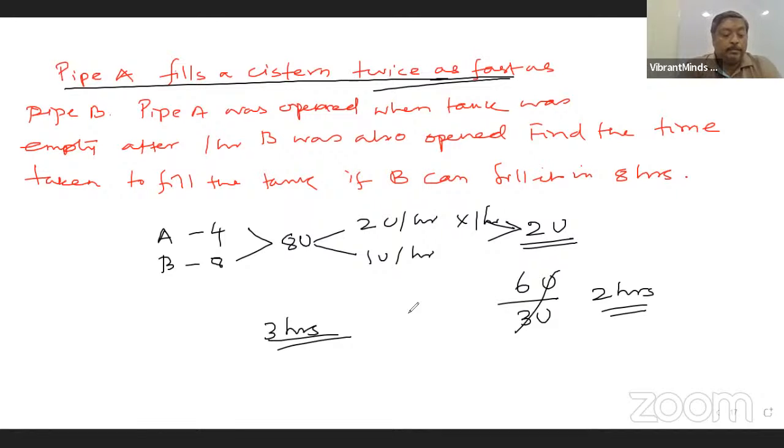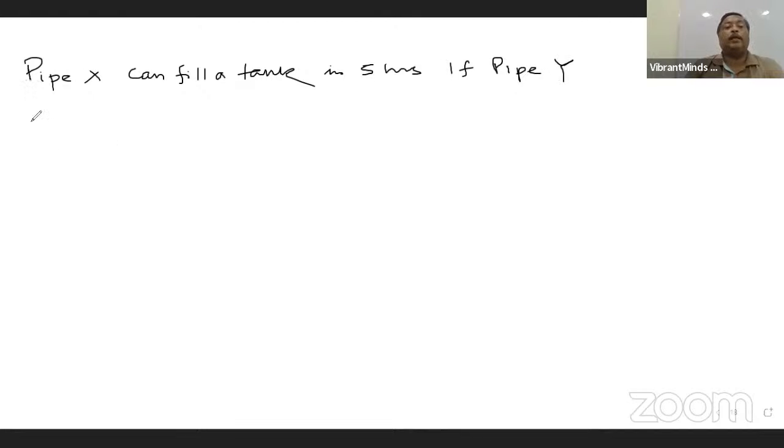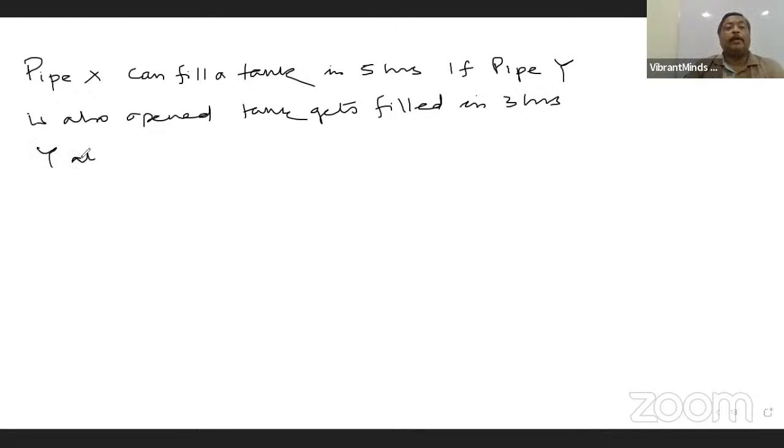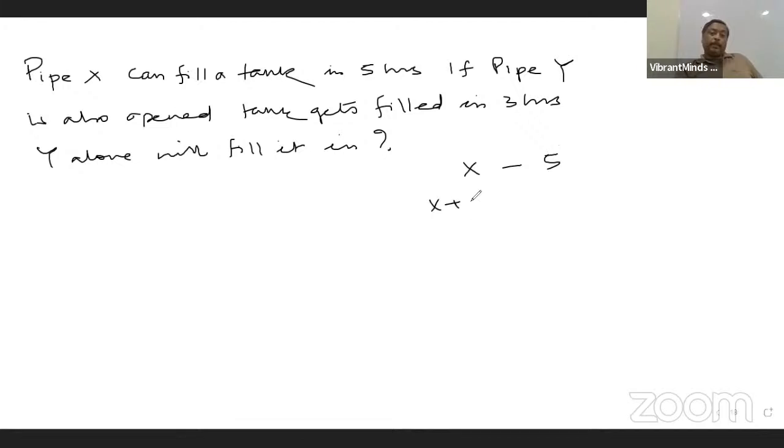Go ahead with the next question, and it says, pipe X can fill a tank in 5 hours. If pipe Y is also opened, tank gets filled in 3 hours. Y alone will fill it in how many hours? So X can fill it in 5 hours, and X plus Y can fill it in 3 hours.